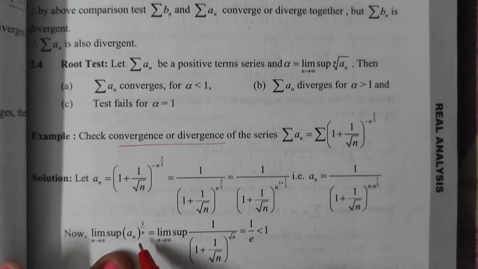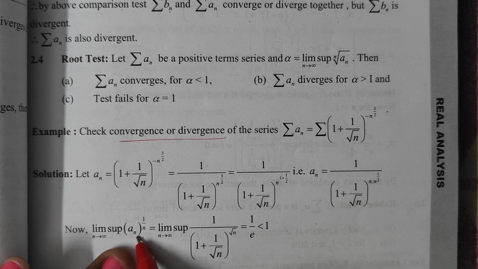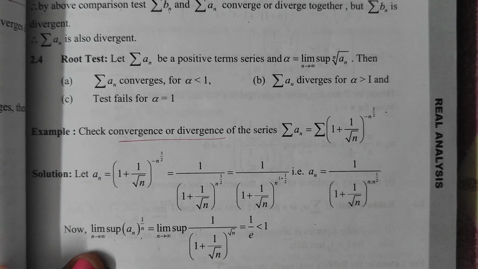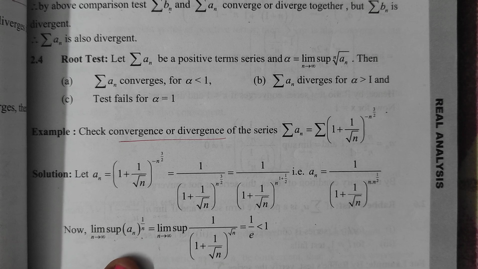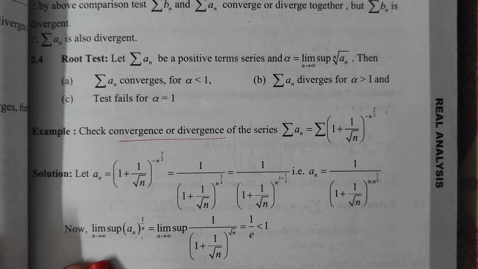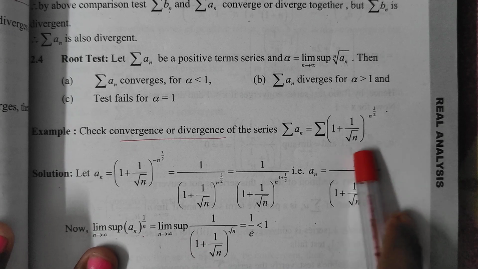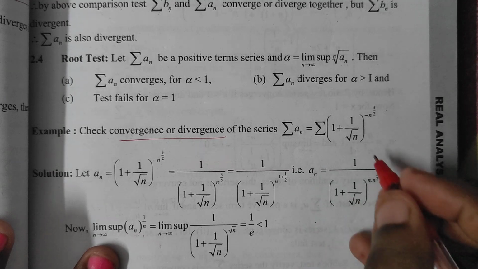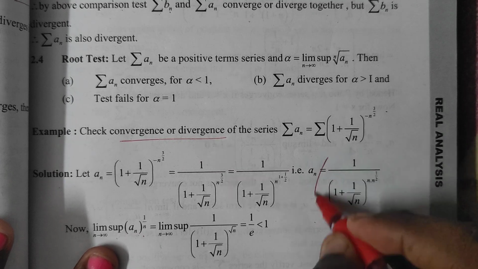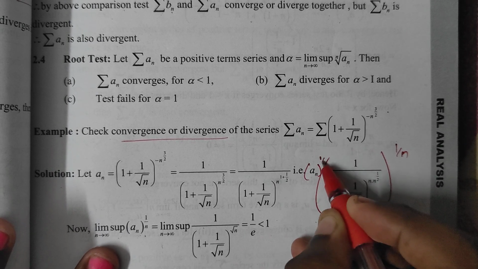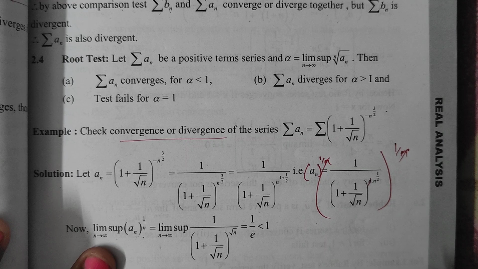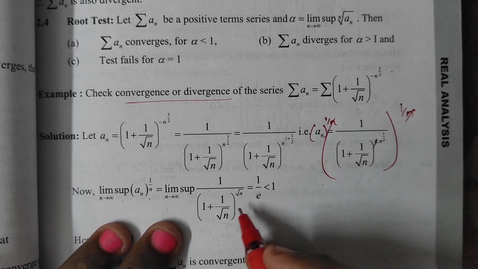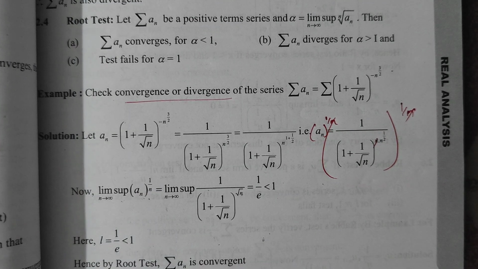You are going to put 1 by n here. Then you are going to take that supremum. Limit n tends to infinity supremum of an power 1 by n you have to put. So then what will come? Limit n tends to infinity supremum of this expression, you have to take to the whole power 1 by n. Here also 1 by n. What will come? This n will get cancelled. Understood? So what you will get is (1 plus 1 by root n) to the whole power root n will come.